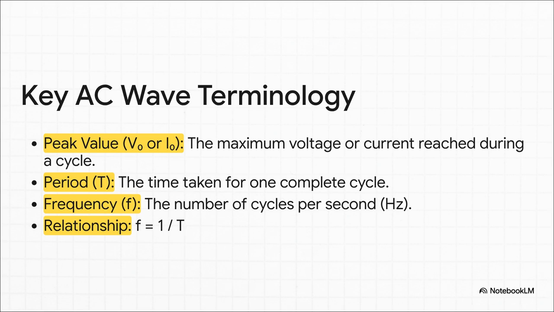Now, to really describe any AC wave, you only need to know three things. First is the peak value, which we write as V0 or I0. That's just how high the wave gets, its maximum voltage or current. Then there's the period, or T, which is simply the time it takes for one complete cycle, one full back and forth. And finally, the frequency, f. That's how many of those cycles happen every second. For example, the power in your house is probably running at 50 or 60 hertz. That means the current is flipping its direction 50 or 60 times every single second.